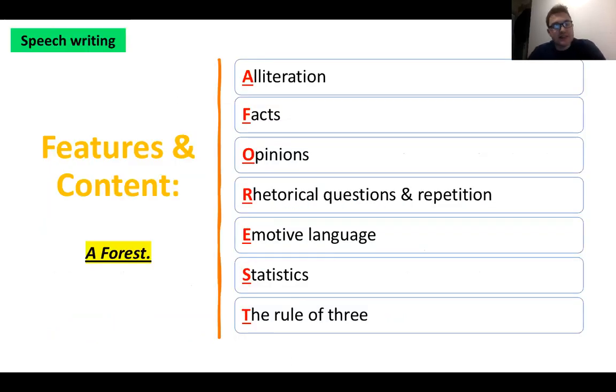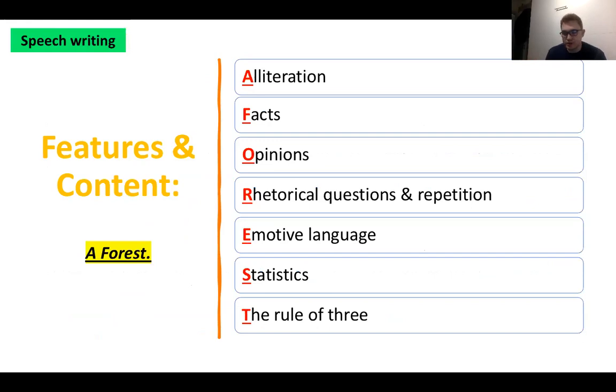So the features and the content of a speech, something very practical that you can take away if you're going to look at speech writing: A FOREST. All your speeches, regardless, like the SCPN formula for short stories. A FOREST: alliteration, facts, opinions, rhetorical questions and repetition, emotive language, statistics, and the rule of three. So alliteration, sure you know what that is, you would have done it in poetry.